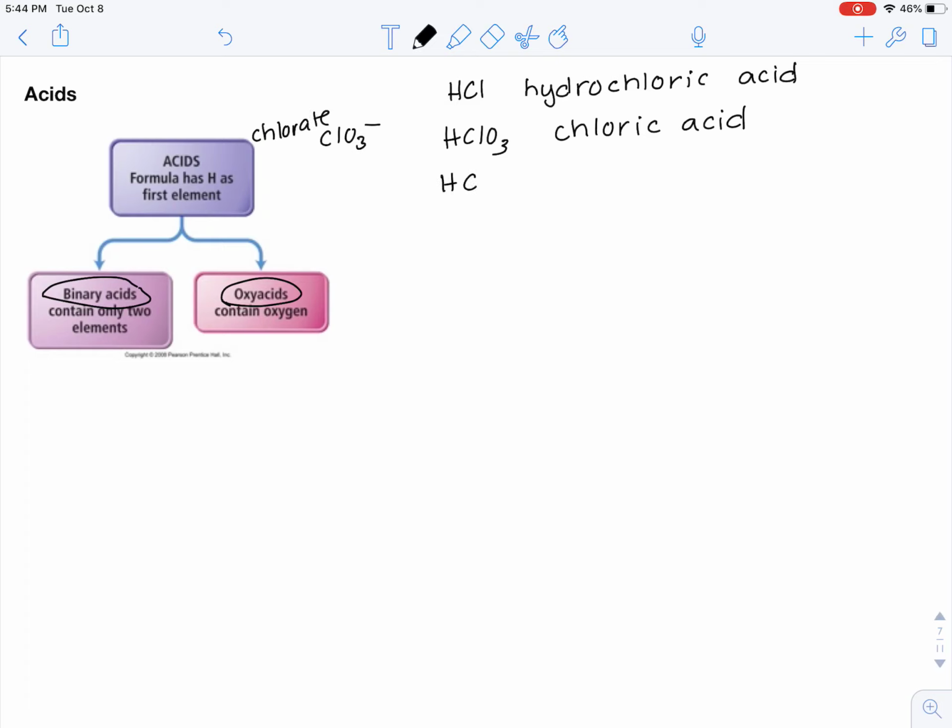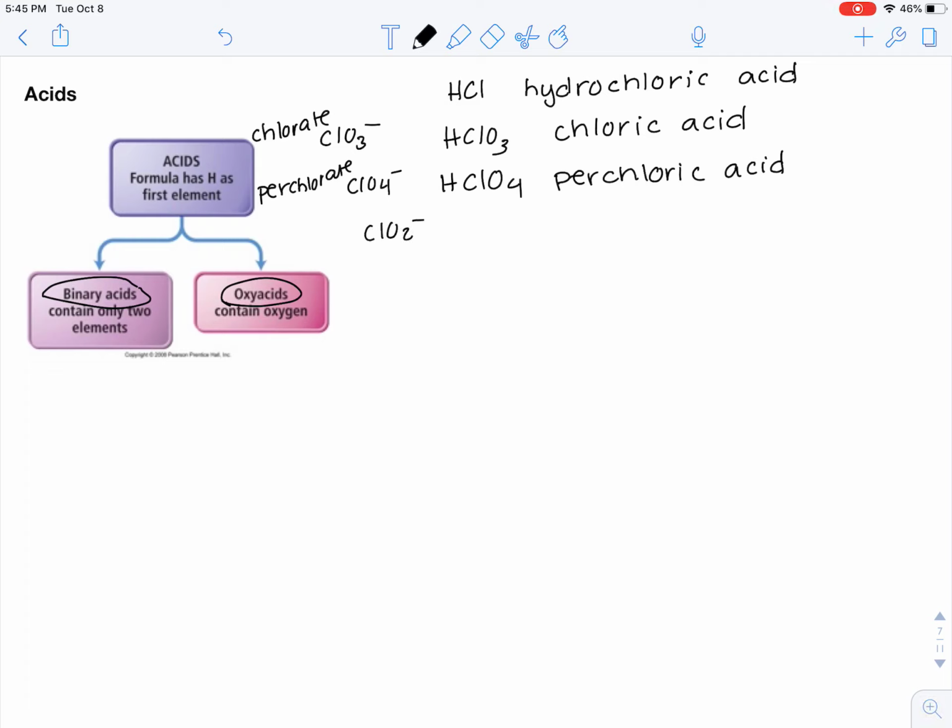Now what if we write HClO4? Now remember, for the rules of oxyanions, when you add the oxygen, you have perchlorate. So you indicate that with the acid. No hydro because it's not binary, but you can't just write chloric because you have the addition of an oxygen. So you don't change the ending, just like you didn't change the ending with the anion, but you add the prefix. So perchloric acid.